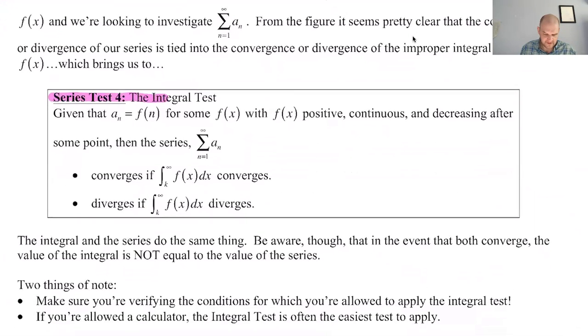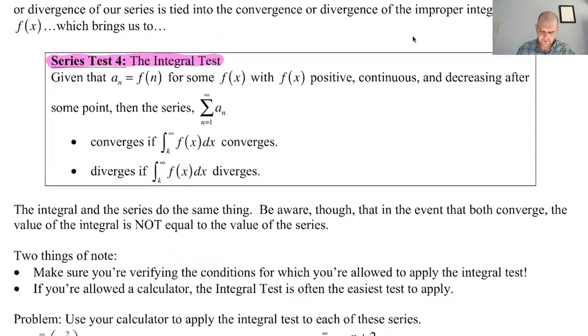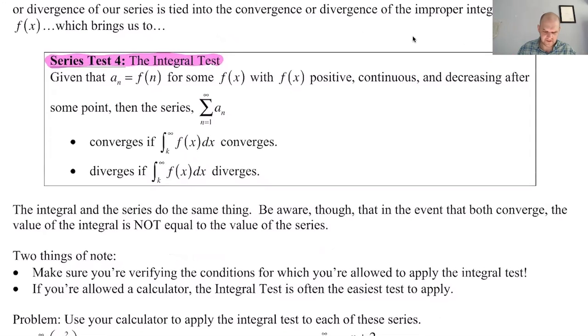So the integral test is our 4th series test. So we have geometric, nth term, and telescoping, and now we're on the integral test. Eventually I won't be able to name them all, but well, maybe if I just keep going, I will be able to, I don't know. So there are a couple of requirements. So given that a sub n is equal to f of n, that happens a lot, right?